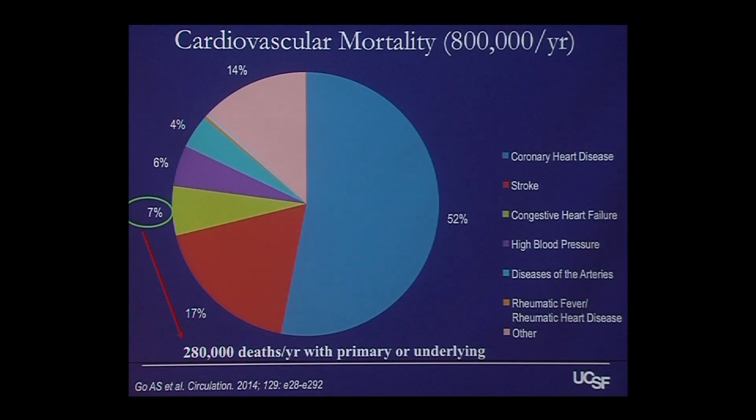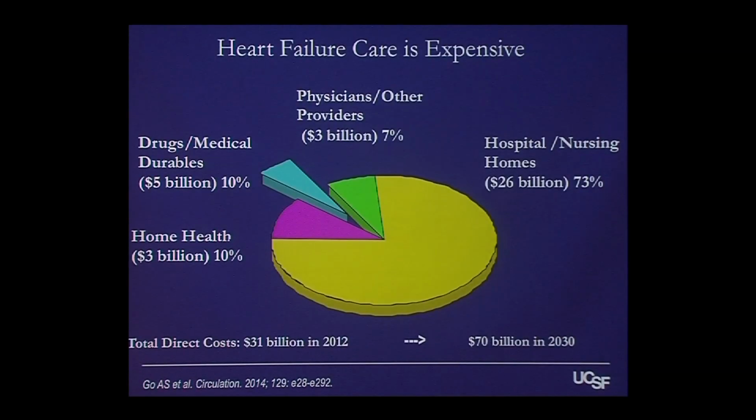And it's a very serious disease, very deadly. This is looking at mortality, or deaths, from cardiovascular causes. The majority is still coronary artery disease, or blockages in the arteries, but 7% is related to heart failure, and that leads to about 300,000 deaths per year, so quite a large amount. And heart failure is very expensive. It leads to hospitalizations. You can see here the total direct cost was about $31 billion in 2012, and it's going to skyrocket to $70 billion in 2030. The majority of this cost is related to hospital care and then nursing homes as well.